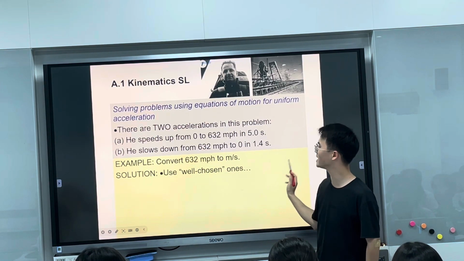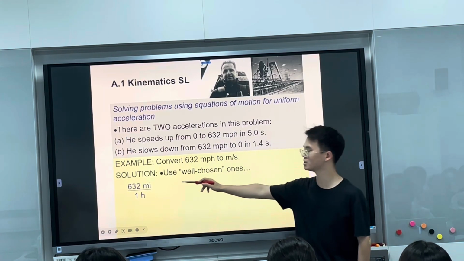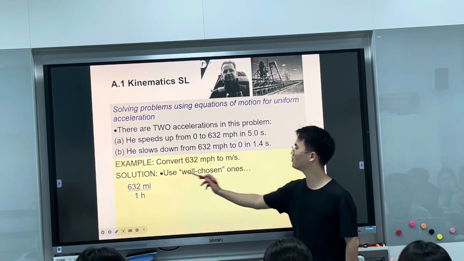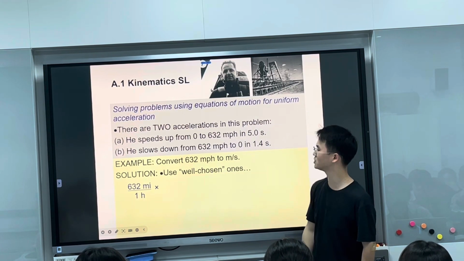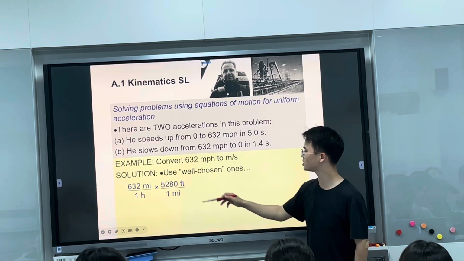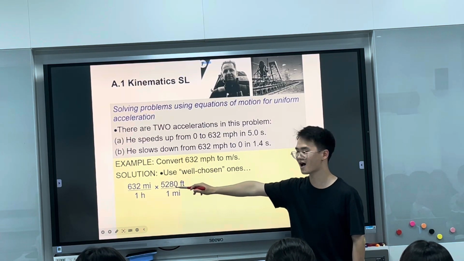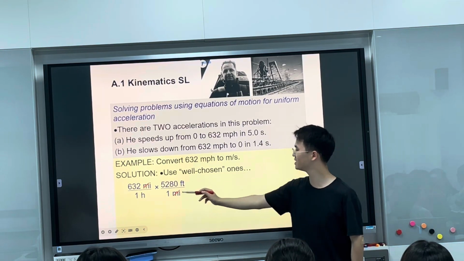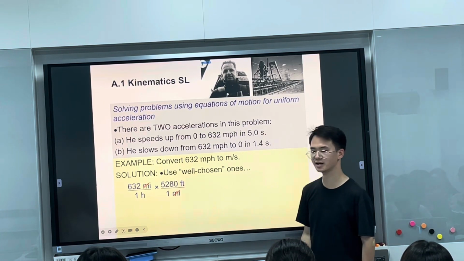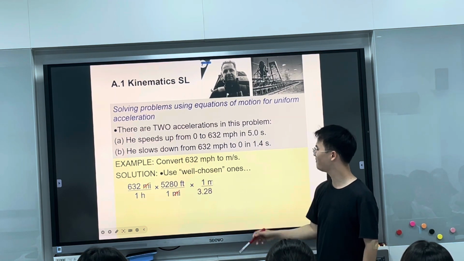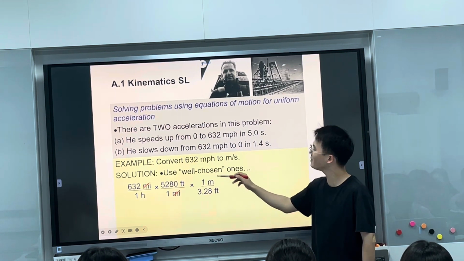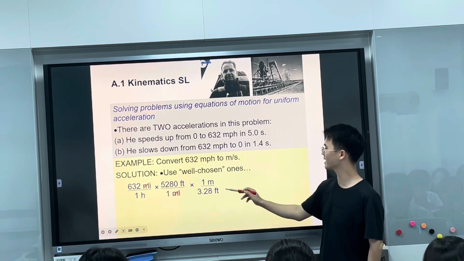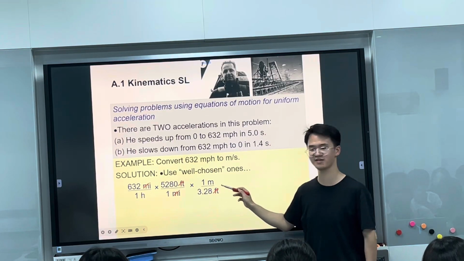First of all, we can write down 632 miles divided by 1 hour. That's literally what it means, right? Then we need to convert miles into meters. So how much is 1 mile? 5,280 feet. This way we can cancel out the mile. But how much is 1 foot? Well, 1 meter is 3.28 feet, right? So we can cancel out feet, and then we're left with meters.